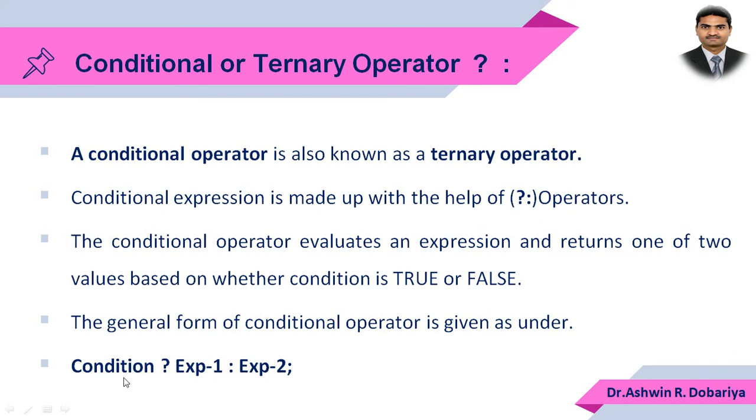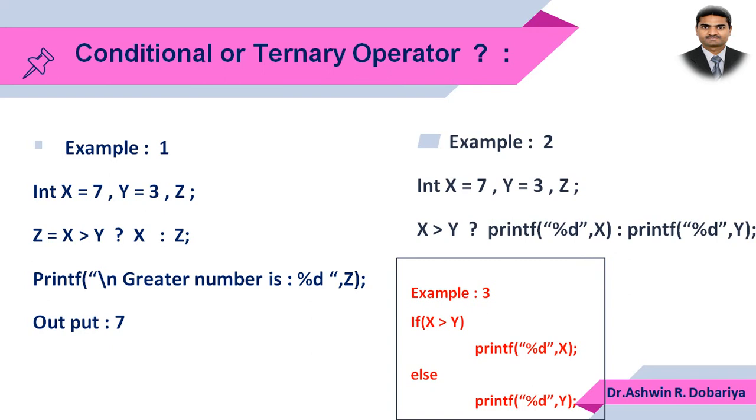The concept of conditions, like the 5 different types of conditions available in C, such as if else, we will discuss in detail in an upcoming video. But here this is only a concept of conditions. How can we write this conditional operator? Let's see with an example.